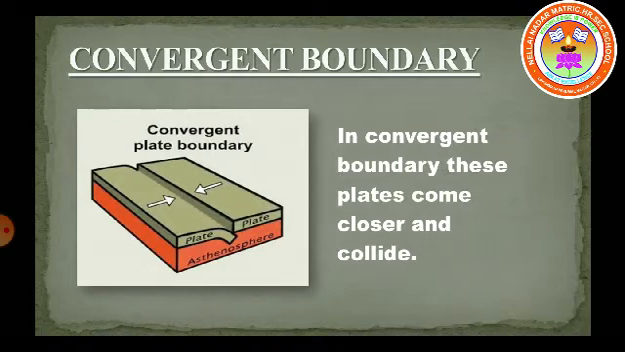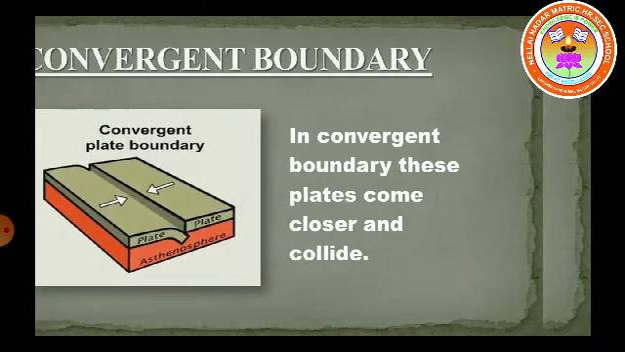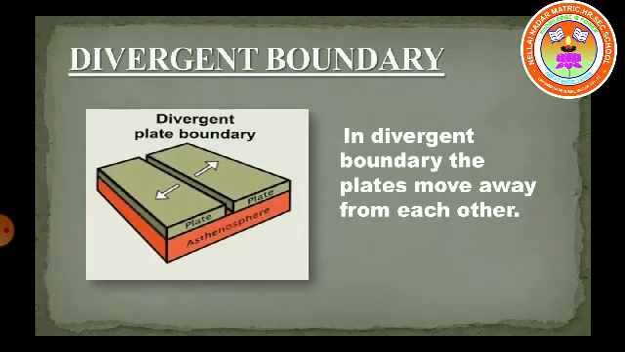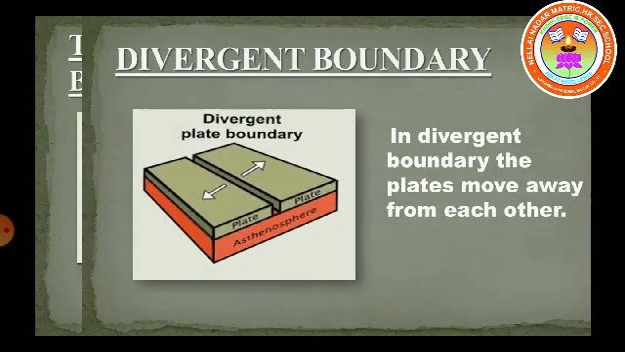Oceanic plate and continental plate converge: volcanic mountain formed. Two continental plates converge: mountain may be formed. Then we see the divergent boundary. In the divergent boundary, the plates move away from each other, creating a wide gap on the earth's surface. This leads to earthquakes.